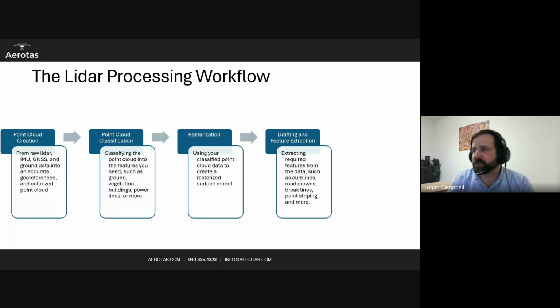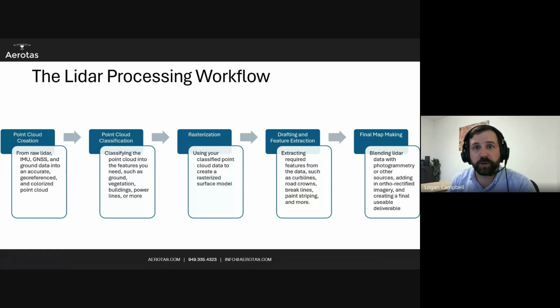Then through drafting and feature extraction, extracting all of the data that you need: curb lines, if you are doing power line assets, power poles, paint striping, actually starting to get it closer to a survey before making a final map. That's where you blend it with photogrammetry data, other sources, adding in your orthorectified imagery. There's a lot of work that can be done to actually create CAD-friendly orthorectified imagery from LiDAR data, supplementing it with LiDAR. That's a subject that we'll also be talking about later, advanced orthophoto creation using a hybrid of different data sources and that sort of thing. And that's what actually gets you to your final map.